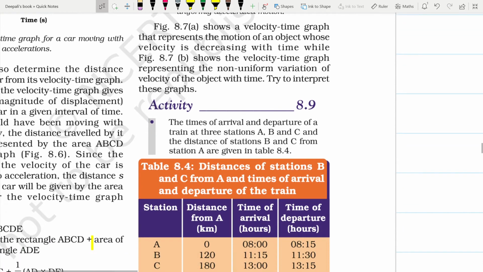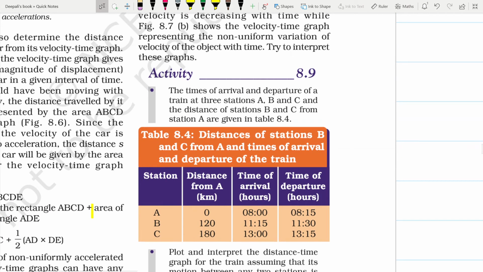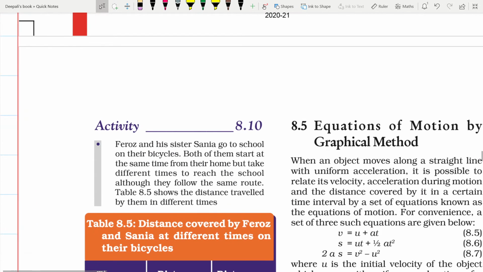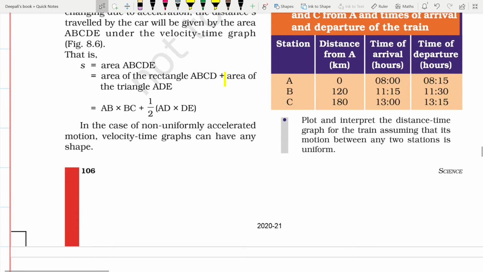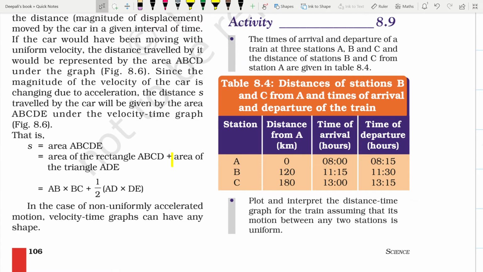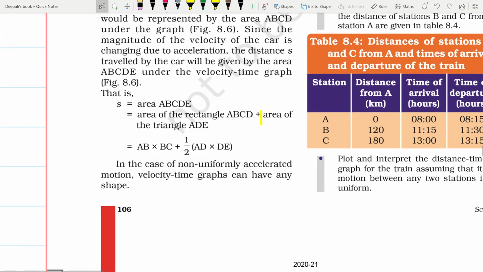The time of arrival and departure of a train at three stations A, B, C and the distance of stations B and C from station A are given in the figure. Plot and interpret the distance time graph of the train, assuming that its motion between any two stations is uniform. What do you observe? You will observe that one train is moving faster, and the other train is the one which is waiting at the three stations. You will be able to plot it on the graph.